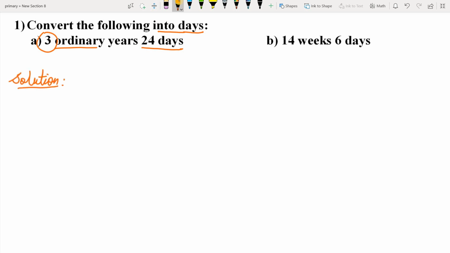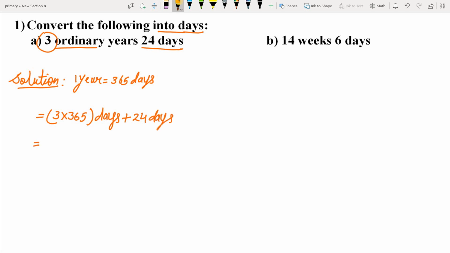Students, as we know that 1 year is equal to 365 days. Therefore, 3 ordinary year में कितने डेज हैं ये पता करने के लिए हम 3 को मल्टीप्लाई करेंगे 365 डेज से और 24 डेज को उसमें प्लस कर देंगे क्योंकि ये ऑलरेडी डेज हैं. So here if we multiply 3 by 365 days we get 1095 days. Now here we will add 24 days. तो हमें मिलेगा 1119 days.